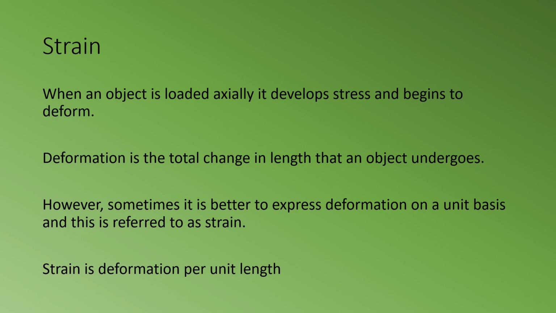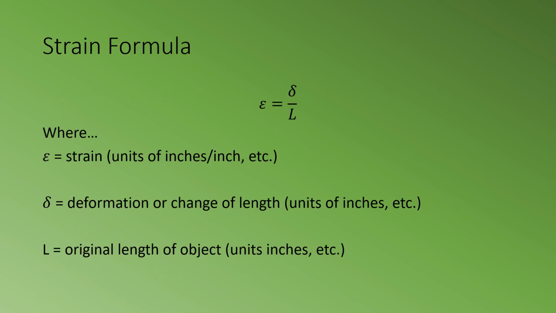Deformation is the total change in length that an object undergoes, i.e. getting longer or shorter. However, sometimes it is better to express deformation on a unit basis, and this is referred to as strain. Strain is the deformation per unit length. In the strain formula, epsilon equals delta divided by L, where epsilon is the strain, delta is the deformation or change in length, and L is the original length of the object.